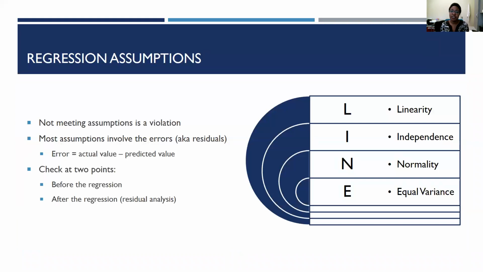Most of these assumptions are going to have to do with the error terms, right? And remember that error is just the actual value minus the predicted value. In this context, we also sometimes call our error residual because they're left over after you predict the value. So we can check the residuals after the regression, but by looking at the distributions of the variables and their relationships before the regression, we can actually see a lot of these issues before we even have to get to that stage. So these are the 4 regression assumptions: linearity, independence, normality, and equal variance, or LINE.